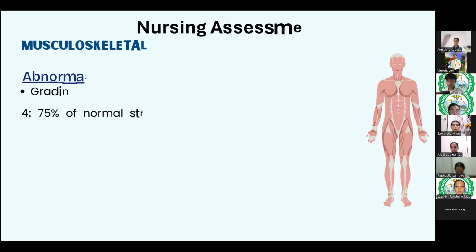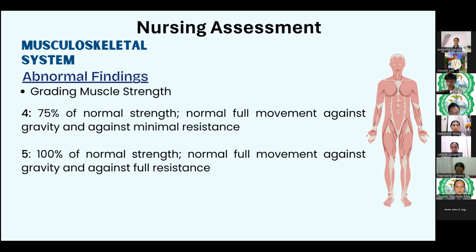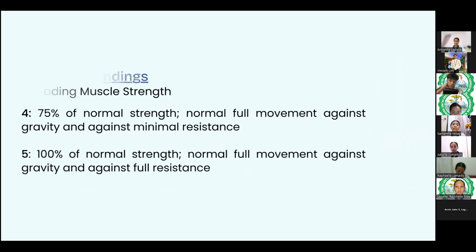Four is 75% of normal strength, normal full movement against gravity and against minimal resistance. And 5 is 100% of normal strength, normal full movement against gravity and against full resistance.